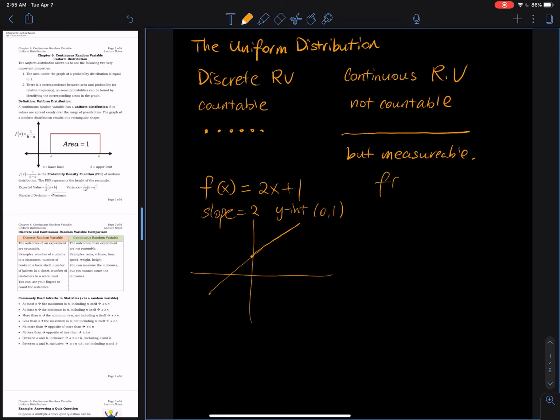What about f(x) = -2x + 3? The y-intercept is at (0, 3). And then what does the line look like? Since the slope m is equal to negative 2, the line is going downhill like this.